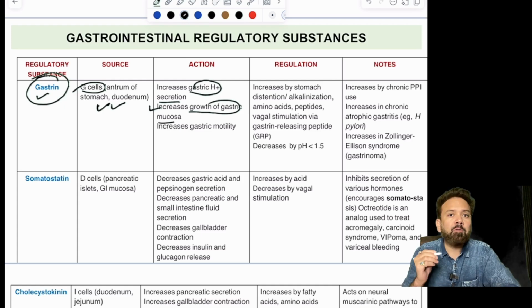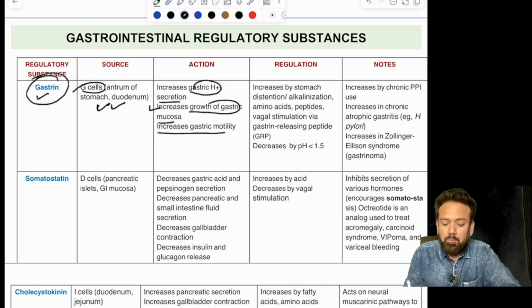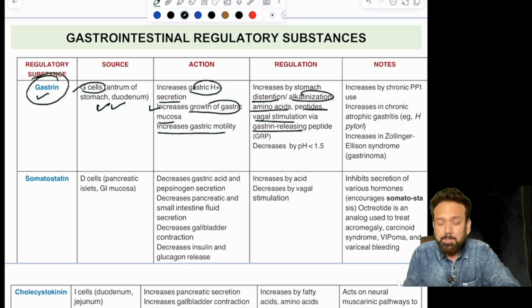So this is called the trophic action of the hormone. Trophic. Third is increased GI motility. Number one, acid; trophic action; and motility. All three actions. And how is it regulated? It is increased by stomach distension, alkalization, amino acids, peptides, and vagal stimulation via gastrin releasing peptide.